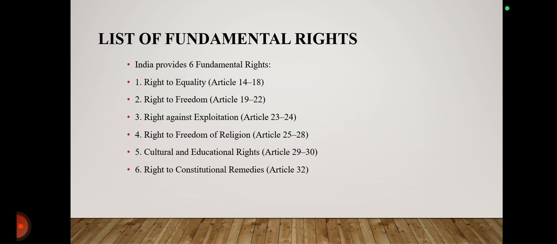India provides six fundamental rights. First is right to equality. It has Article 14 to 18. Second, right to freedom. It has Article 19 to 22. Third, right against exploitation. It has Article 23 to 24. Fourth, right to freedom of religion. It has Article 25 to 28. Fifth, cultural and educational rights. It has Article 29 to 30. Sixth, right to constitutional remedies. It has Article 32.